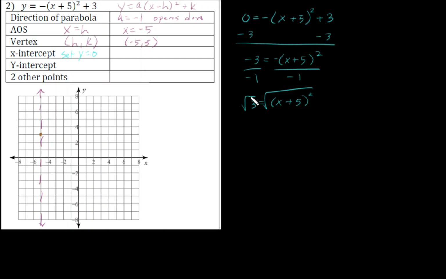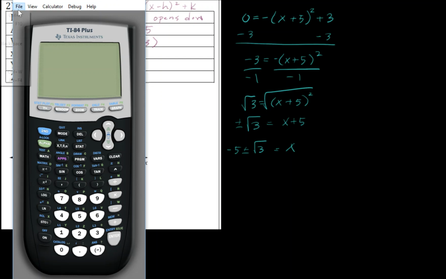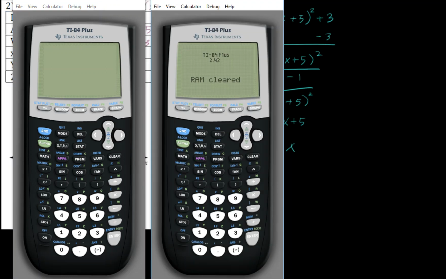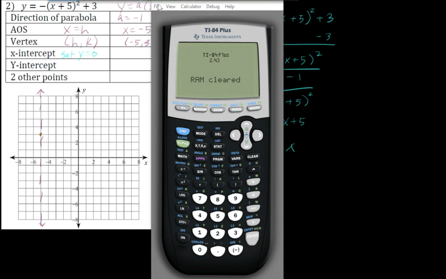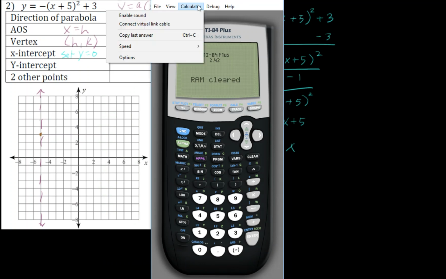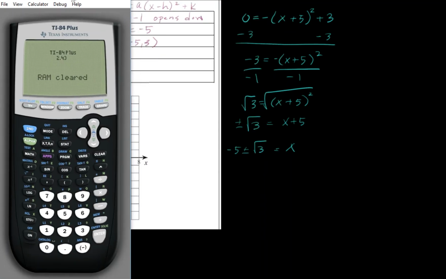Square root both sides. And so we get x plus 5 equals plus or minus the square root of 3. That gives you x equals -5 plus or minus the square root of 3. I'm going to use my calculator. Go ahead and put that in.